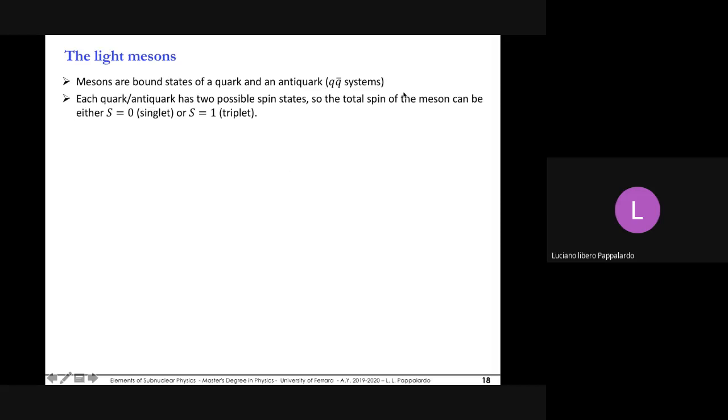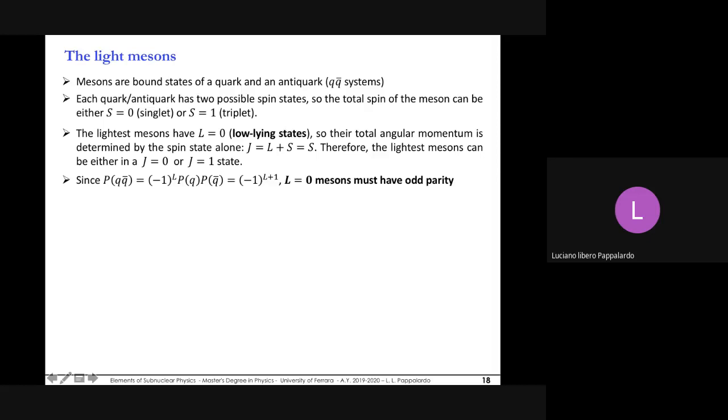Now mesons are a bound state of quark and anti-quark, so a q qbar system. Each quark and anti-quark, as we know, has 2 possible spin states. So the total spin of the meson can be either an S equals 0 singlet or an S equals 1 triplet, as we know. Now let's concentrate on the low-lying states, so only the lightest mesons, which have 0 orbital angular momentum. So for those states, the total angular momentum, which is L plus S, since L is 0, is just equal to the spin. And therefore for the lightest mesons, one can only have these 2 angular momentum combinations, so either J equals 0 or J equals 1 states.